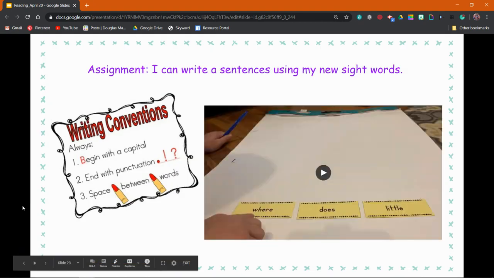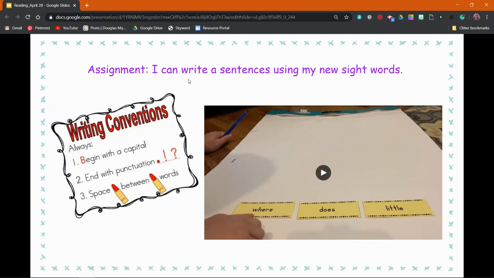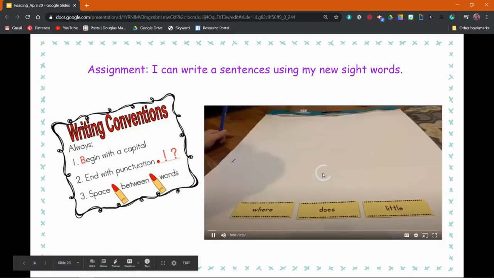All right, boys and girls, so here is your assignment for today. This is what I want you to send me. It says I can write sentences using my new sight words. So let's take a look at this video.